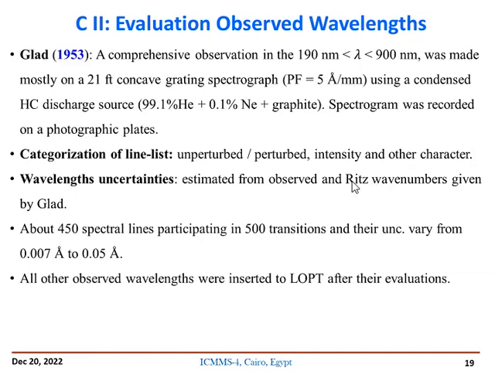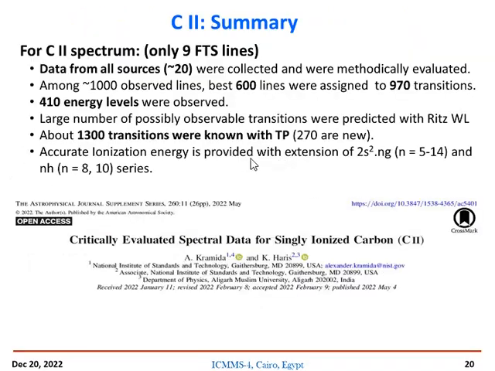So the question is, how do we start the evaluation of observed wavelengths? We started the evaluation of wavelengths with the comprehensive observation of the C II spectrum by Glad in 1953. To simplify the task, the listed lines are categorized in terms of perturbations, line intensities, and other line characteristics, and each dataset was evaluated separately with its counterparts. A total of 450 spectral lines participating in 500 transitions were retrieved with their uncertainties varying from 7 milliangstrom to 50 milliangstrom. Using these wavelengths, the level optimization was carried out and all other measurements were successively added after their evaluation. Here is the summary of the entire analysis for C II and the important results are summarized here.